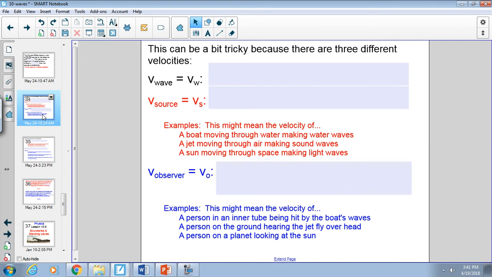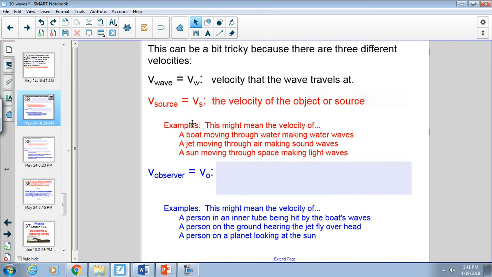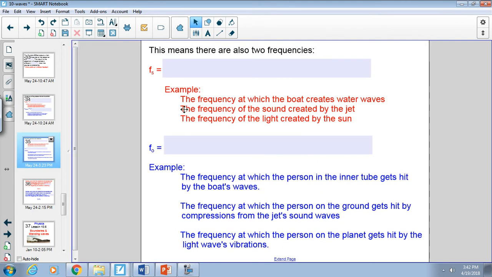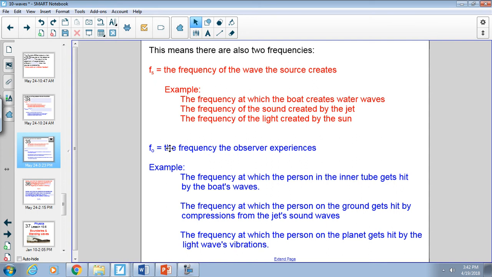When you're dealing with this, there are three things that you have to worry about. You have to worry about the velocity that the wave travels and the velocity that the object is traveling, as well as the velocity of the observer. Think of a boat moving through water, or a person moving through water. All great examples. So this means that there's two frequencies: the frequency that the source is making and the frequency that is being observed.